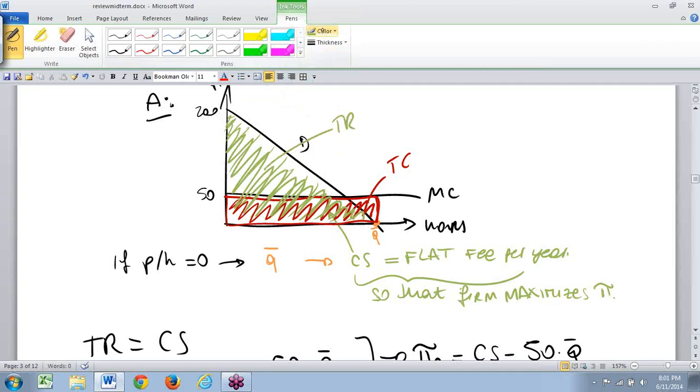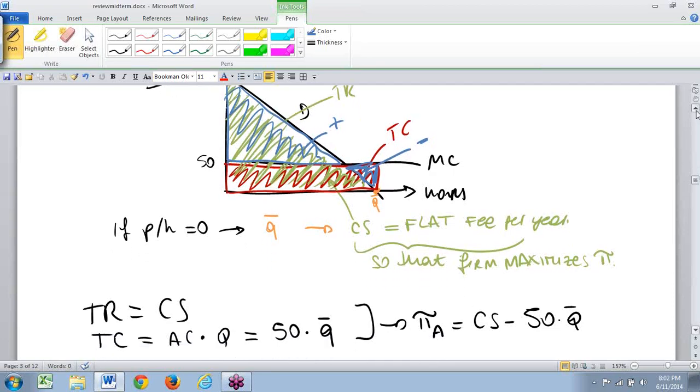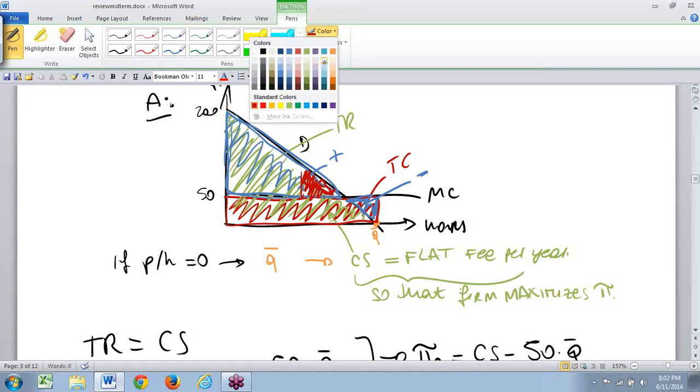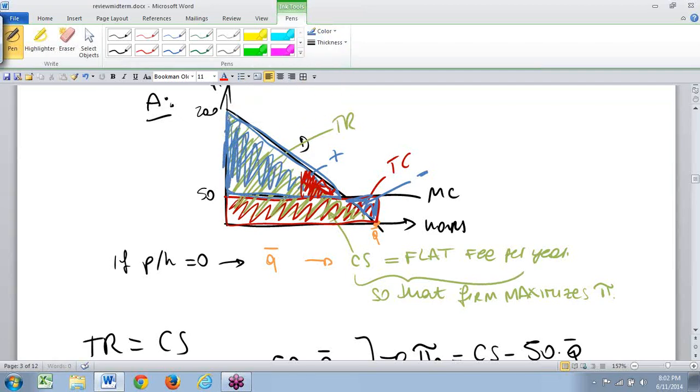The profits are total revenues minus total cost, so the profits will be equal to this area minus this area, right? So the total profits will be something smaller than this blue triangle. So basically this blue triangle minus this, okay? So this will be my total profits.